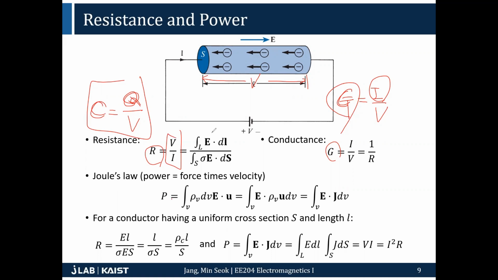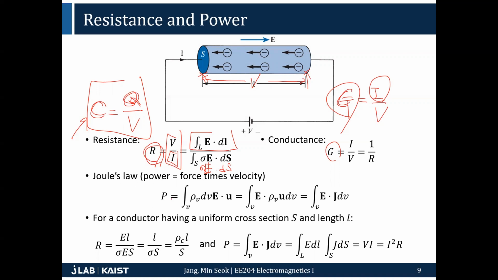And then we know the definition of V. V is the integration of E dot dl at two ends, and I is the integration of J dot ds, and J is sigma E. So from this, if we know the E field distribution everywhere, then we can easily obtain the resistance. The situation was the same for the capacitance. Once we know the electric field distribution everywhere, then we can obtain the capacitance. Here, the same thing applies.